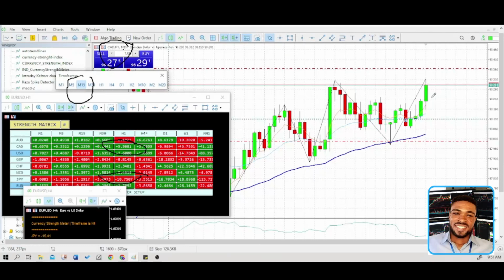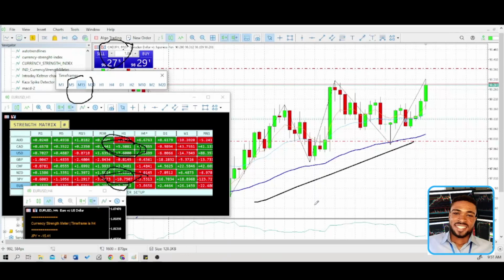For you to be able to identify this trade, first search for a trending market or check your currency strength meter, which currency is strong and which currency is weak, and then you merge them. When you merge the strongest currency with the weakest currency, you get more probability on your side. It's likely that the market is going to go up.